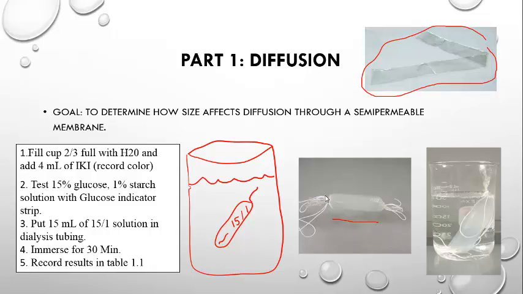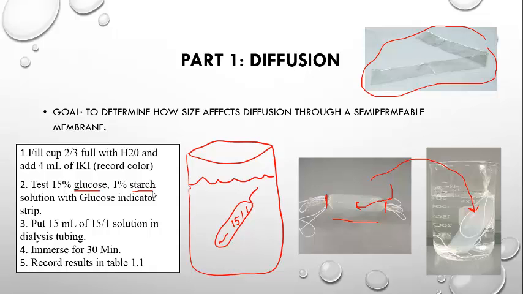To create the bag, you're going to tie off one side of the dialysis tubing using a string. You're going to use a funnel to insert our solution into the dialysis tubing. You're then going to tie off the other side using another string, creating this dialysis bag. The dialysis bag is then going to be placed in a beaker of water. The solution inside the dialysis bag is going to contain both glucose and starch. Glucose being relatively small, starch being pretty large.